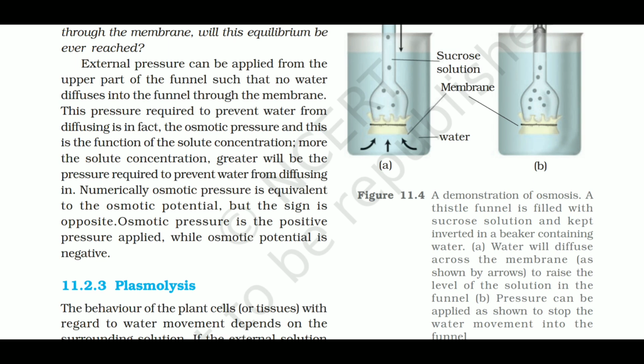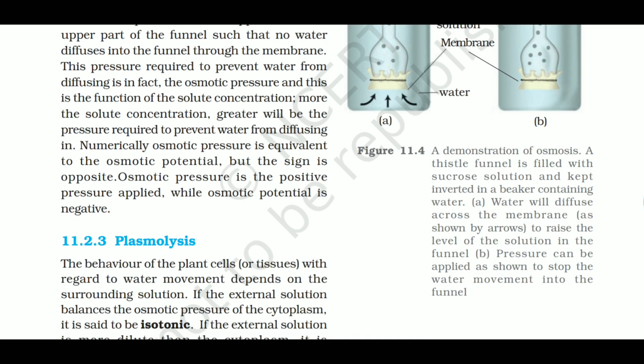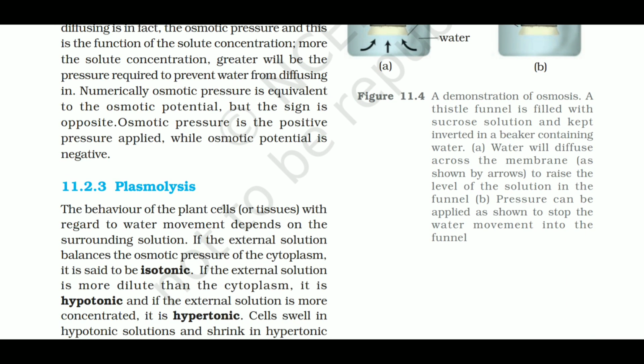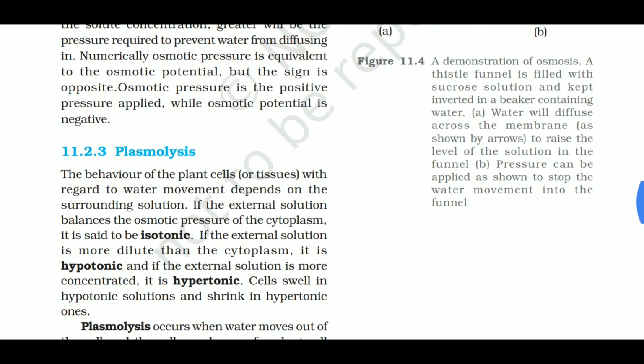The greater the solute concentration, the greater the pressure required to prevent the water from diffusing in. So the greater the amount of solute, the greater the pressure needed to prevent the water from coming. Numerically, osmotic pressure is equivalent to osmotic potential, but the sign is opposite. Osmotic pressure is the positive pressure applied, while the osmotic potential is negative. We have to remember this.